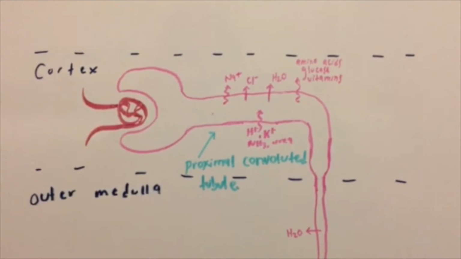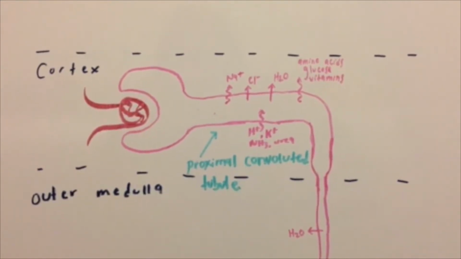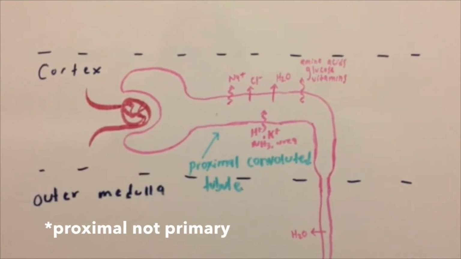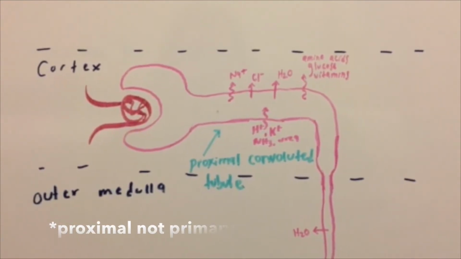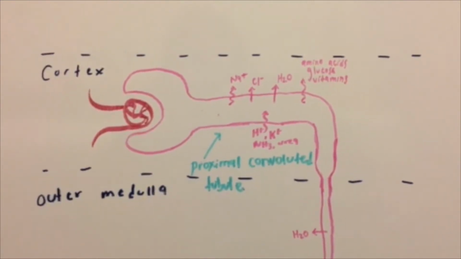Solutes that enter the interstitium are picked up by the vasa recta to be returned to the bloodstream for reuse within the body. The proximal convoluted tubule is also the site of secretion for a number of waste products, including hydrogen and potassium ions, ammonia, and urea.